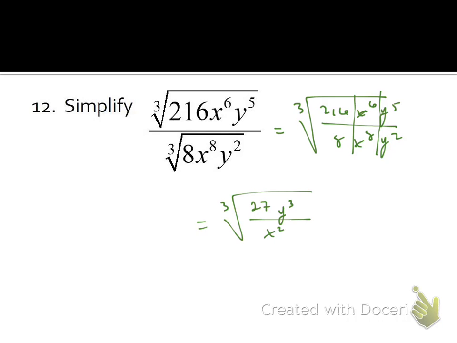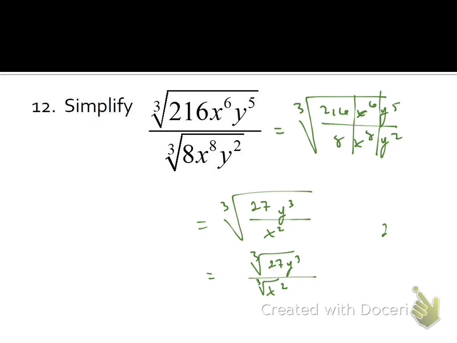Now we can split this back up and go cube root 27 y to the, oh, sorry. If we're going to split it back up, we don't need a radical that's so big. 27 y to the 3rd over the cube root of x squared. And we still want to look to simplify.